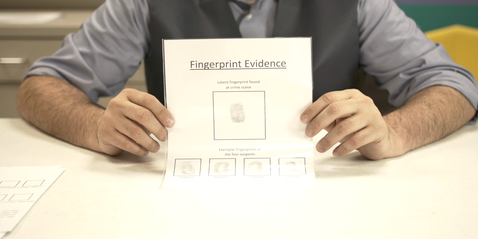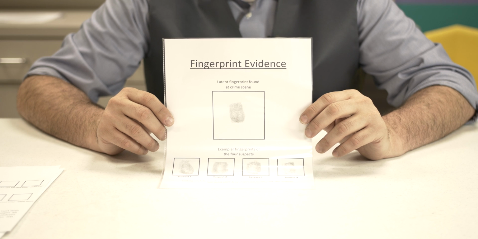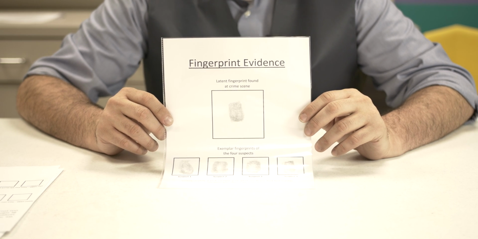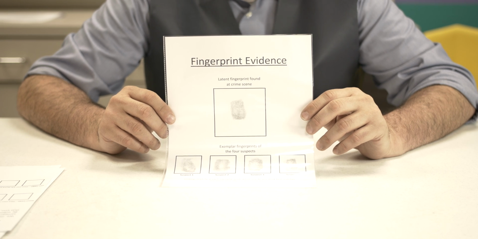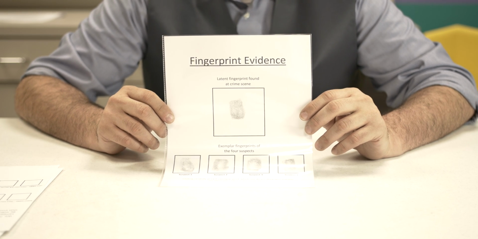Okay, what we have here is actual fingerprints from the 4 suspected suspects. They were good enough to give us exemplar prints because they started to work here and they needed to give us exemplar prints.